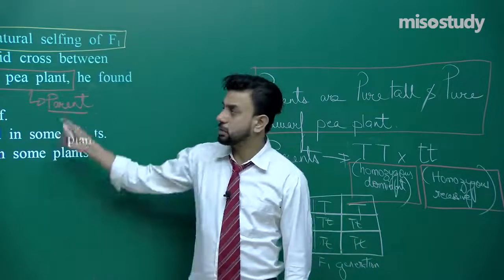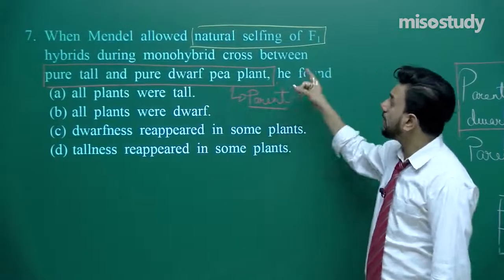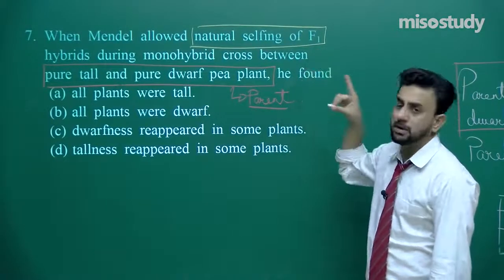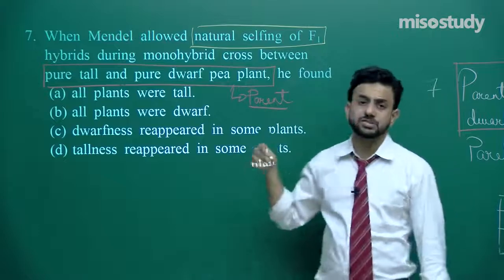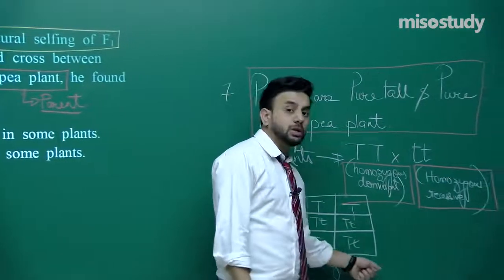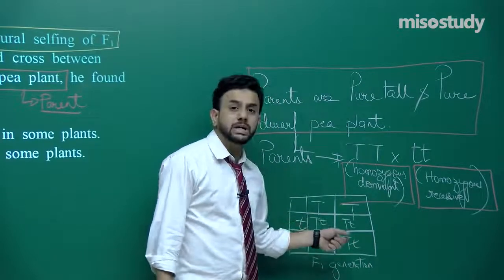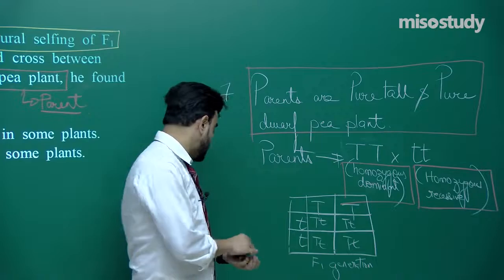Now come back to this question again. What will we see here? When Mendel allowed natural selfing of the F1 hybrids during the monohybrid cross. So what are we doing here? In the F1 generation, we are selfing the F1 generation, and we know capital T small t is the genotype of the F1 generation. Okay.